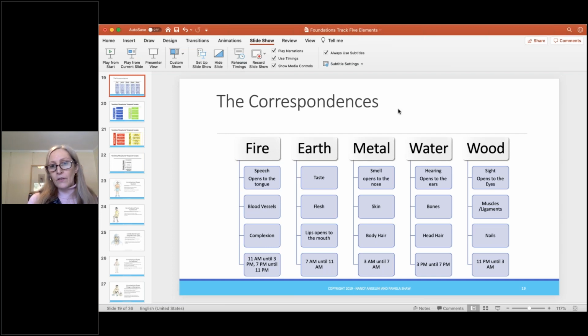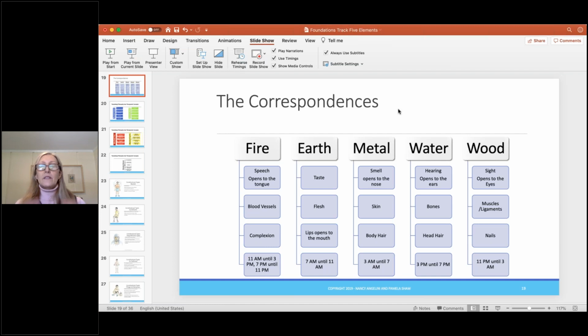So 3 a.m. until 7 a.m., lungs and large intestine. So you have your big BM in the morning when you get up first thing. And with the lungs, a lot of people get up early, between 3 and 4, and meditate and do breathing exercises. That's a really good time of day to nourish the lungs. The water is hearing, opens to the ears, includes our bones, and the hair on our head, and how we can grow our hair. The time of day is 3 p.m. until 7 p.m., so it's kidneys and bladder. If you're one of those people who at 3 in the afternoon thinks, I gotta go lie down, something's up with your water element.